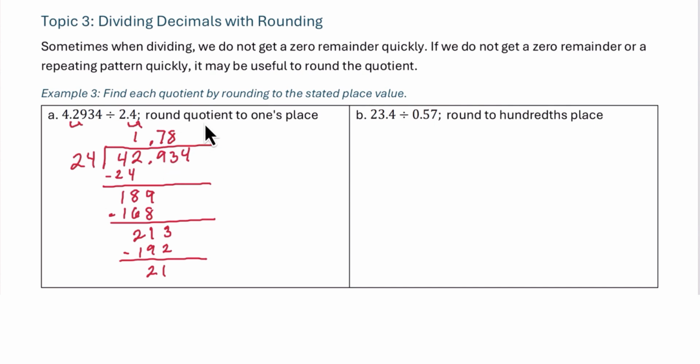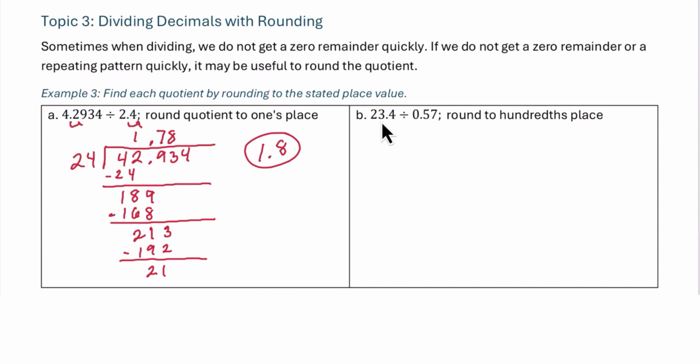Recall that the rounding digit is the ones place where the 7 is. Look to the right of that, we have an 8, which means we need to round up, adding a 1 to the 7, leaving us with 1 and 8/10.